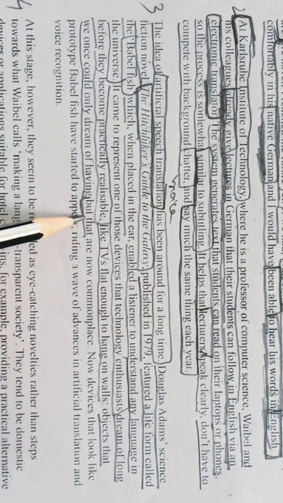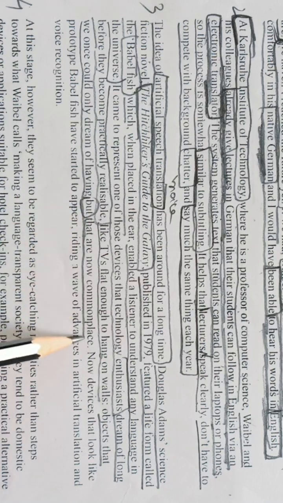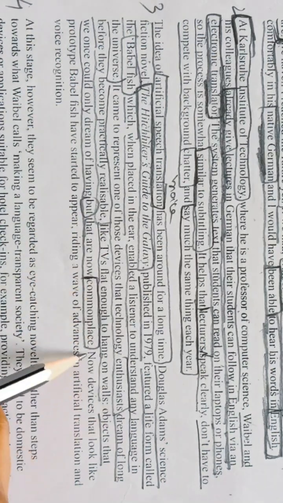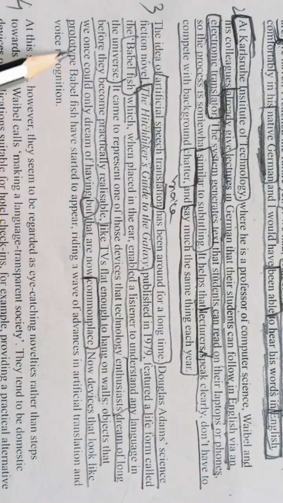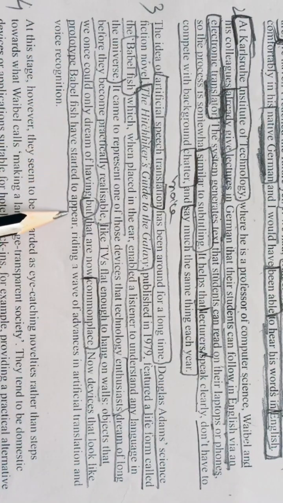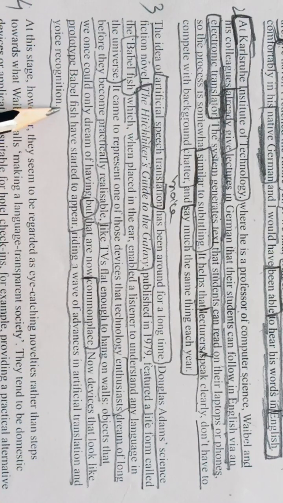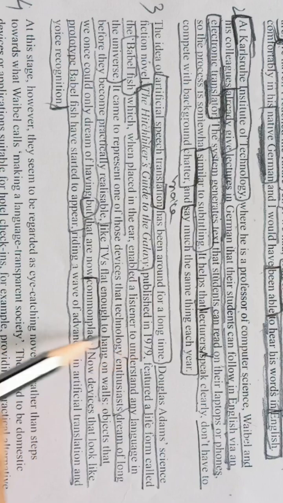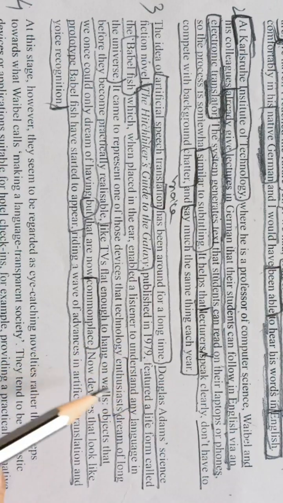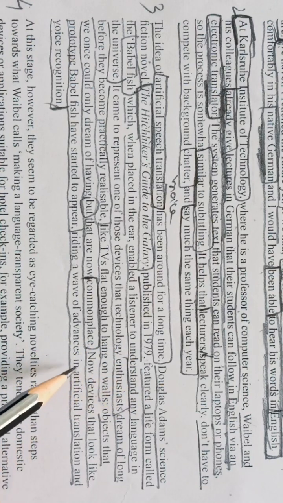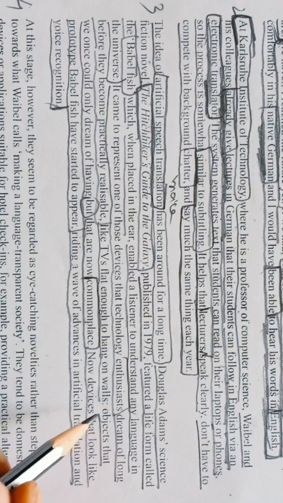objects that we once would only dream of having but that are now commonplace. Now devices that look like prototype Babel fish have started to appear, riding a wave of advances in artificial translation and voice recognition. Okay, so many things we are getting from this paragraph. Let's see our question type.